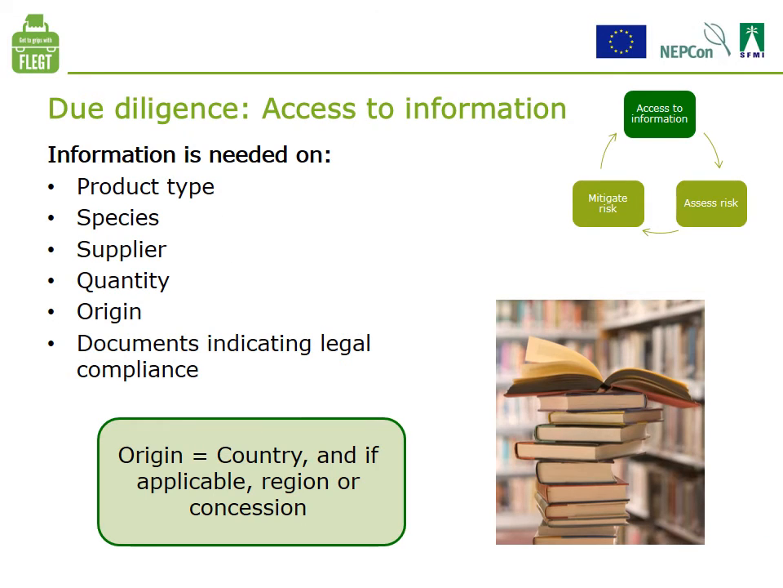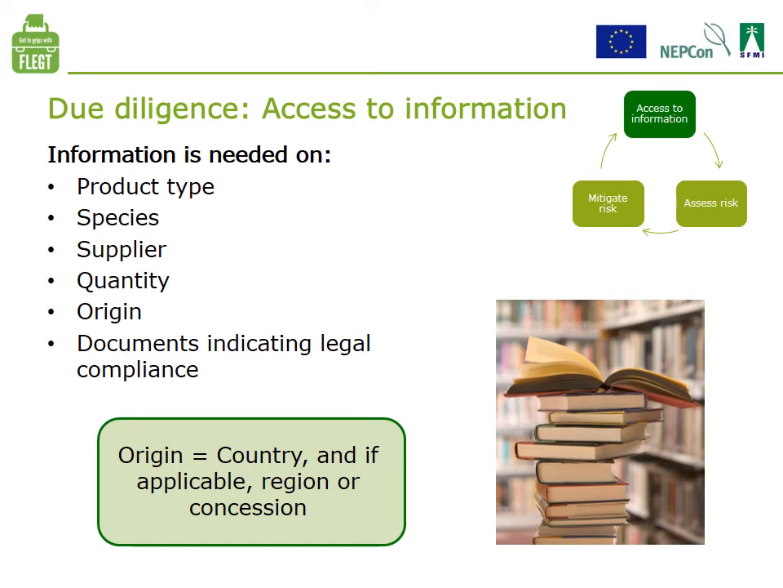The first step of the due diligence process is obtaining access to information. The information needed relates to the timber or timber products being sourced and the legality of those products. Specifically, information is needed on the species, supplier, quantity, and origin of the timber contained in the products. Furthermore, documents that indicate the legality of the timber are needed.